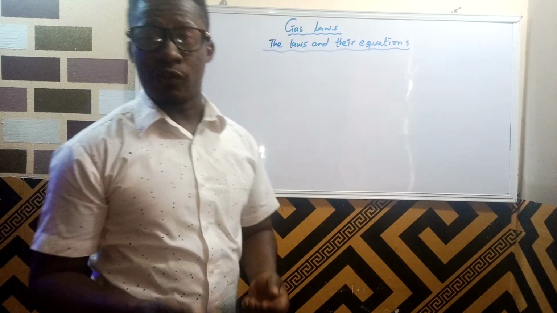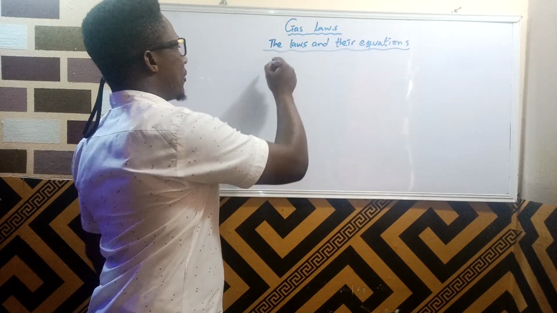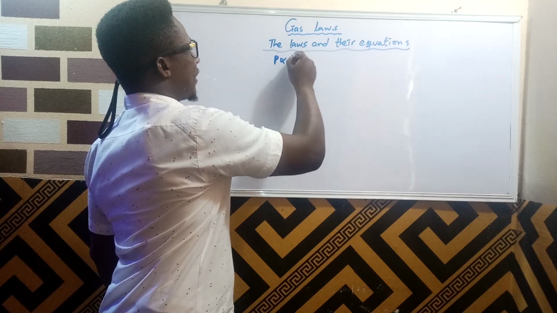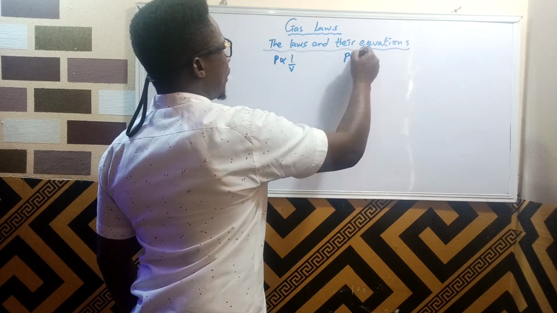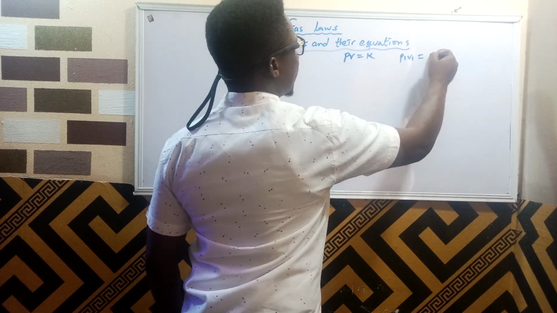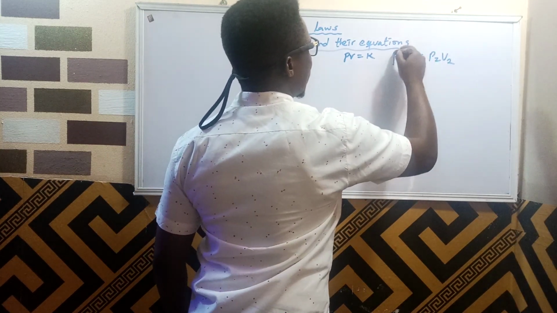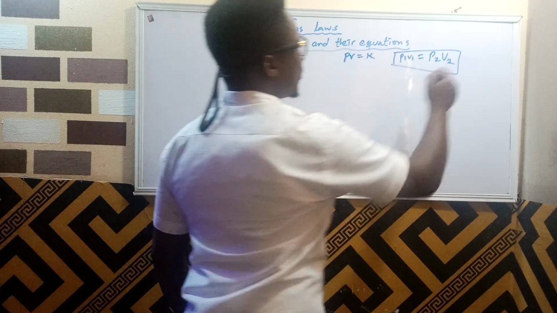The first law is Boyle's law. Boyle's law says that at constant temperature, the pressure of a given mass of a gas is inversely proportional to the volume. Mathematically, P is inversely proportional to 1 over V. Therefore, PV is equal to K. And from there, we can say P1V1 is equal to P2V2. This is our Boyle's law.